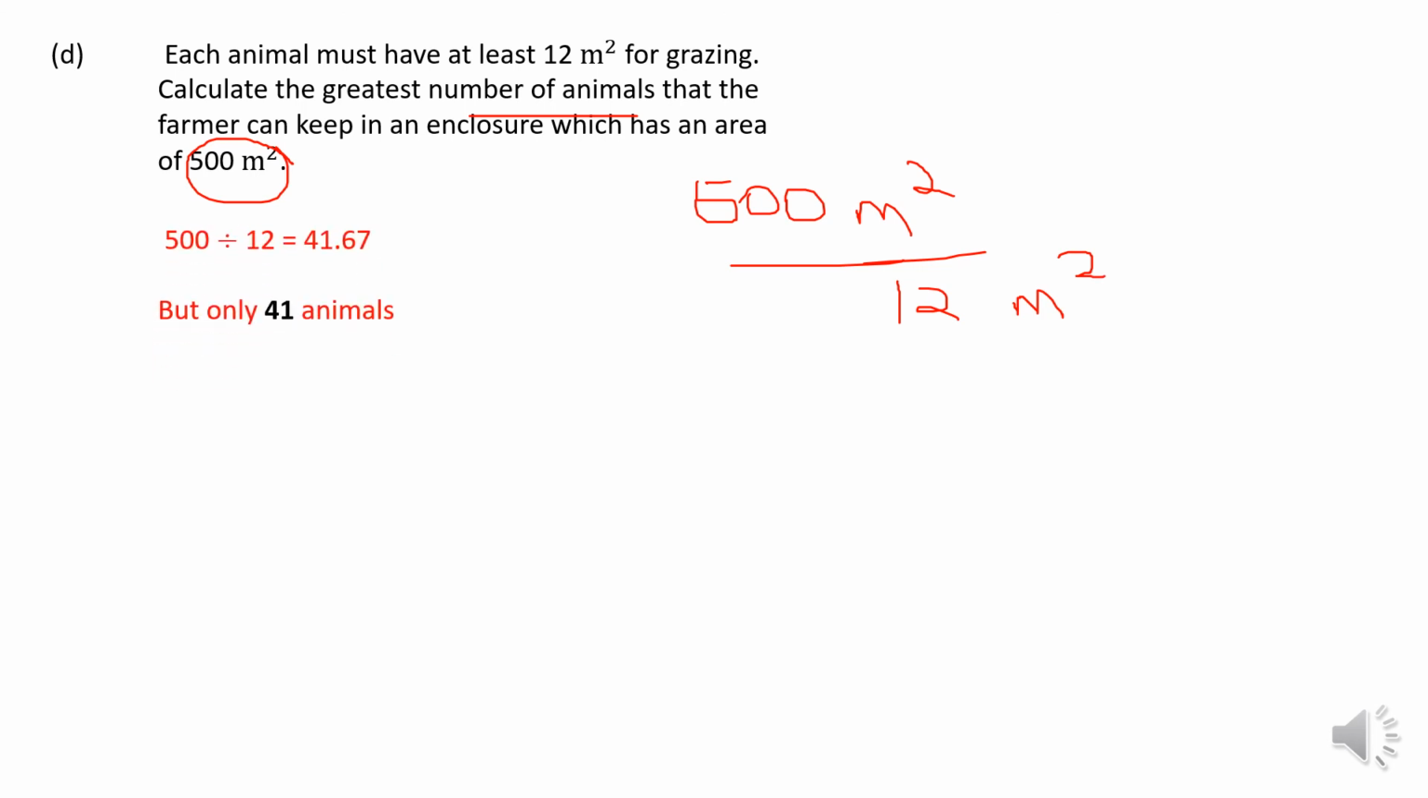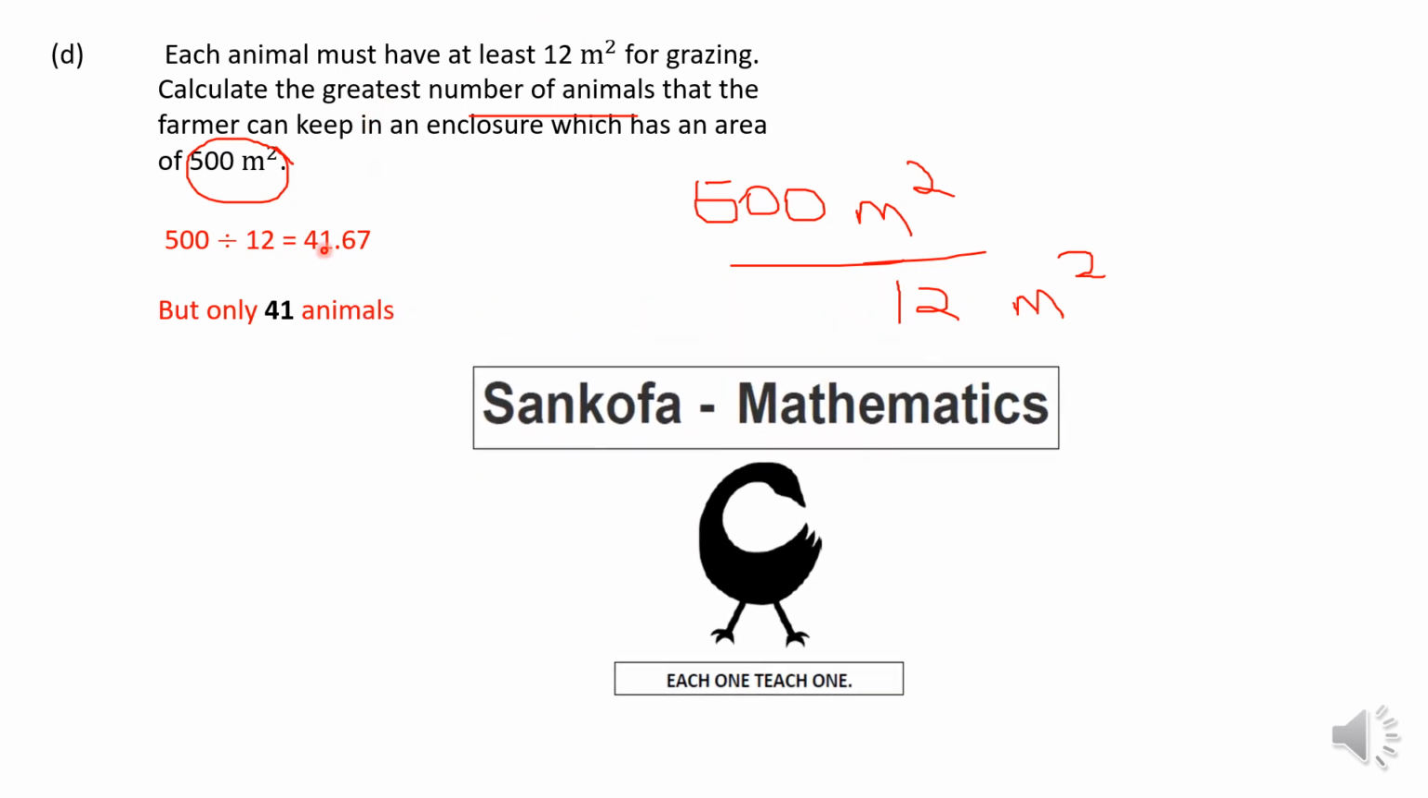It's about 41. You can't say 41.6 because there is no 0.6 animal, unless you're saying babies, but that doesn't make sense. So 41 animals can be kept, and they will share that space, which is the area that they can graze. That is how you address this particular question.